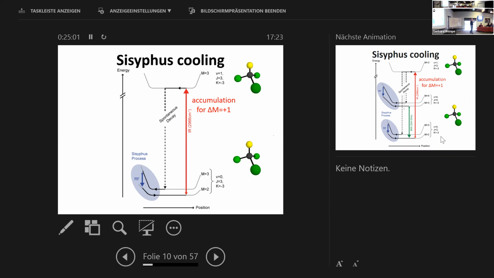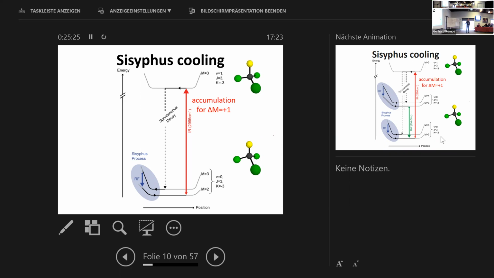But M equals 1 has just a small energy level shift, a small Stark shift. So it's not really guided very well. It's not really trapped very well. We have to avoid populating these states. So I'm just leaving it out for the purpose of making this scheme a little bit simpler. I'll tell you on the next slide that it's a little bit more difficult than this. But let's assume it's like this.